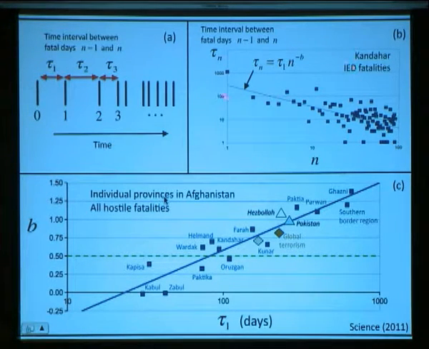So we did that. We looked at these behaviors for each of the different provinces in Afghanistan. And what I'm going to show you on the curve below is the following two parameters. Tau 1 is the time between the first two fatal events. So the first coalition military was killed here, and the second coalition military was killed here. And that time is tau 1. B is not an escalation rate, but it tells you how quickly the taus decrease. We're now going to plot B as a function of tau 1.